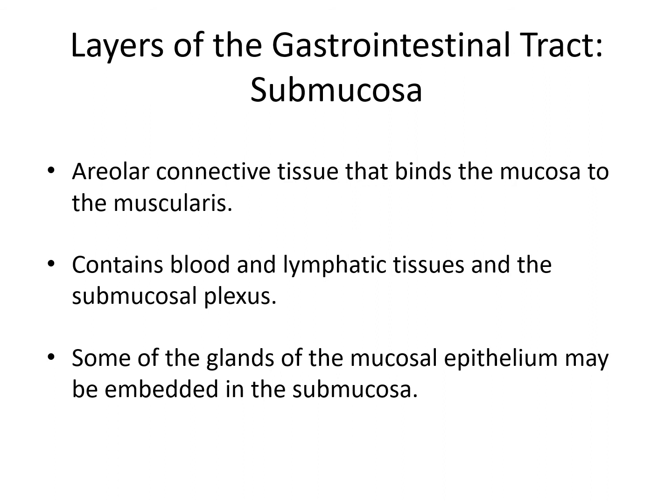We also have the submucosal plexus. So the submucosal plexus is that network of nerves that helps control movements within the stomach. We have glands that originate within the submucosa and extend all the way via ducts to the surface of the epithelium.